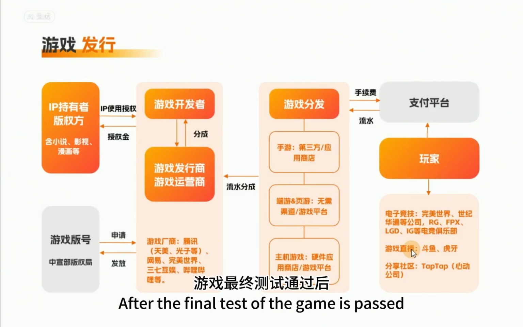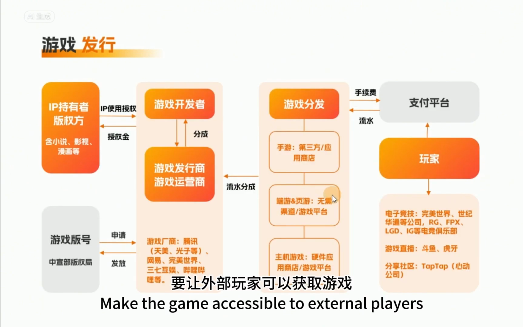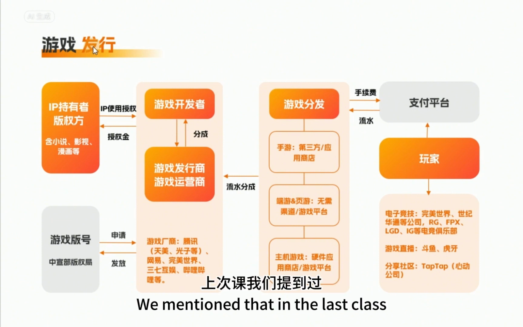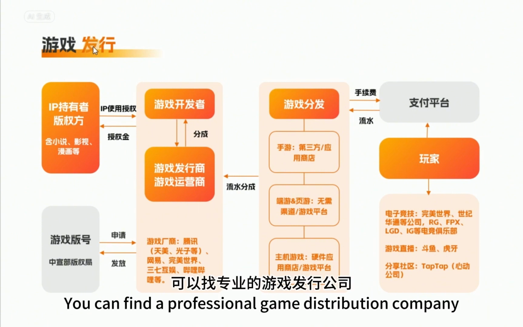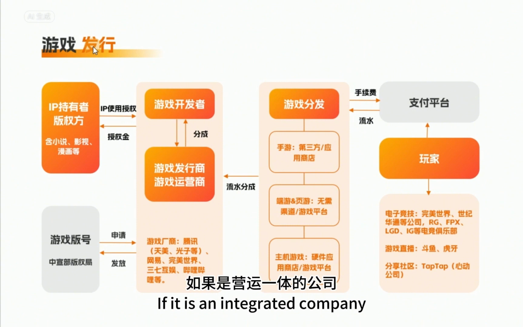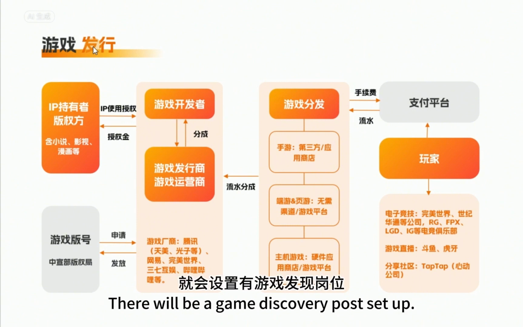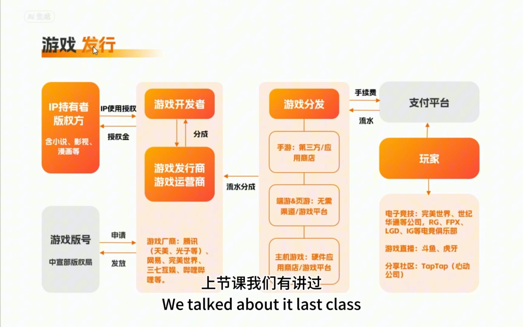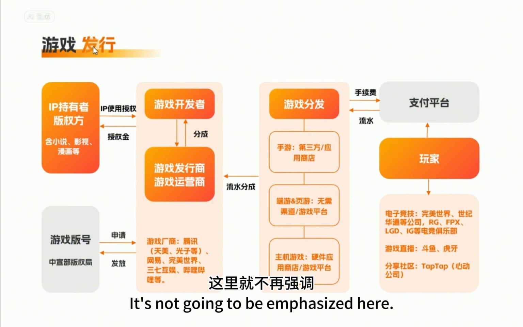After the final test of the game is passed, make the game accessible to external players. The game needs to be released. This involves the release of the game, which we mentioned in the last class. For game distribution, you can find a professional game distribution company. There are also companies that integrate distribution and operation. If it is an integrated company, there will be a game distribution post set up. The game publishing process and job responsibilities we talked about last class, so it's not going to be emphasized here.